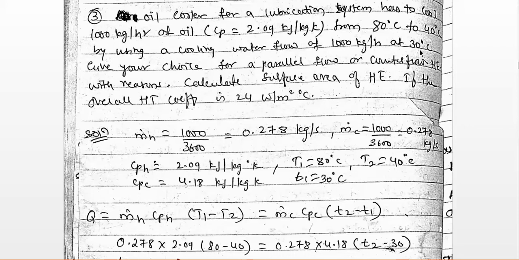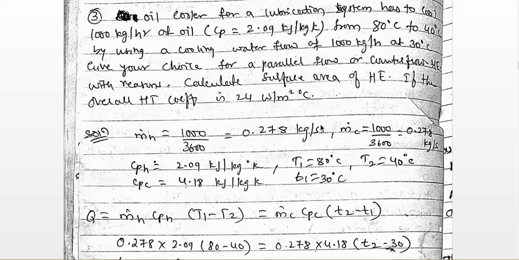Now what is being asked: give your choice for parallel flow or counter flow heat exchanger. You have to explain whether we should go for either a parallel flow heat exchanger or a counter flow heat exchanger. The best suitable heat exchanger you have to provide with reasons. Then we need to calculate the surface area of the heat exchanger if the overall heat transfer coefficient is 24 watt per meter square degree Celsius. So this is the problem statement.